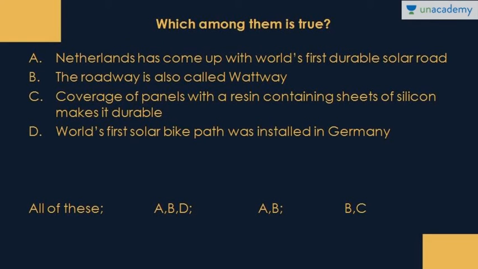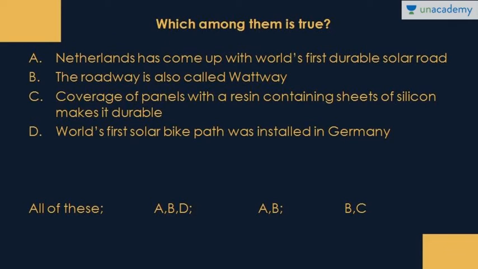Next, which among them is true? A. Netherlands has come up with the world's first durable solar road. B. The roadway is also called Wattway. C. Coverage of panels with a resin containing sheets of silicon makes it durable. D. World's first solar bike path was installed in Germany.